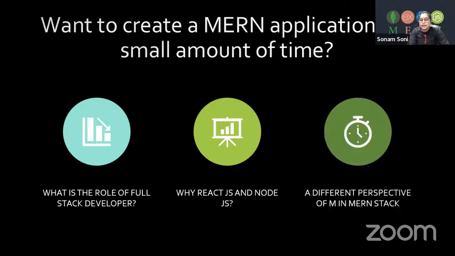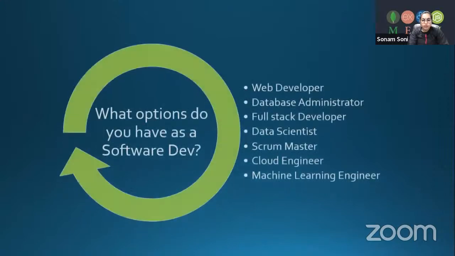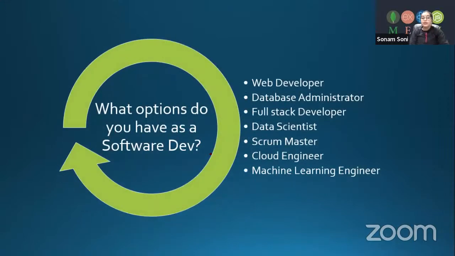Also, we will understand what the different perspective of M is in this MERN stack. So let's understand the same. Now, before that, what are the different options you have? Suppose you learn this only, then what are the different options you have as a software developer?